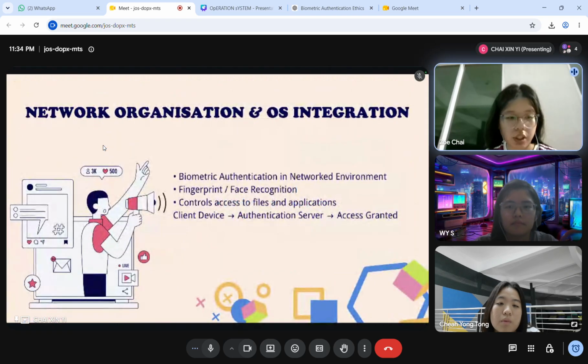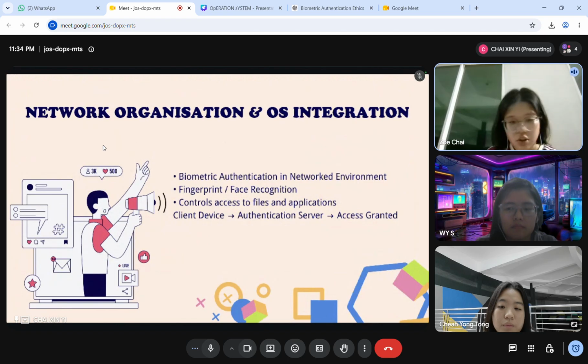So now I'm going to talk about the network organizations and operating system integrations part. So in the biometrics authentications in the networks environments, which will use the fingerprints or facial recognitions to verify the users before they can access to the system. In the client server models, the operating system will process the biometrics data and generate the biometrics templates. And the authentications request is then sent to the servers to verify it.